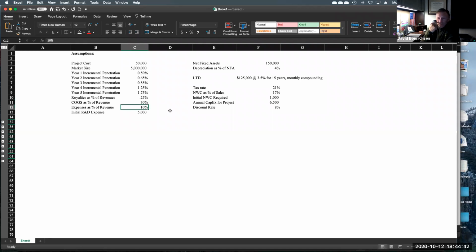Expenses as a percentage of revenue. We haven't put the project in place yet. However, in order to get the project in place, we're going to have to spend $5,000 for research and development. So it's cash going out before we have any cash coming in the door. From a balance sheet perspective, we're told we have net fixed assets of $150,000, and depreciation as a percentage of net fixed assets is 4%. So on the income statement, we now know how to calculate depreciation: 4% of the net fixed assets.